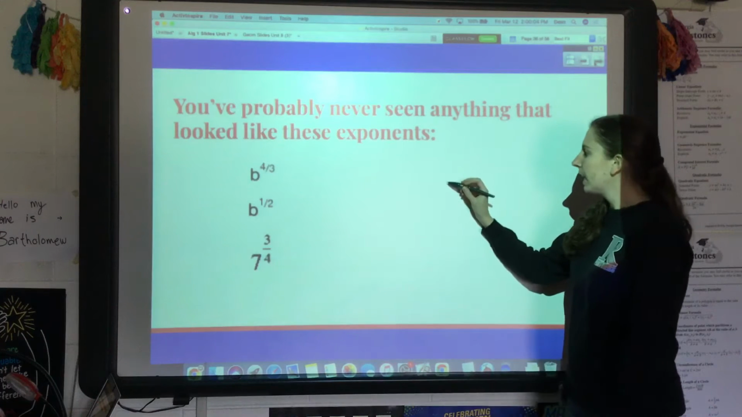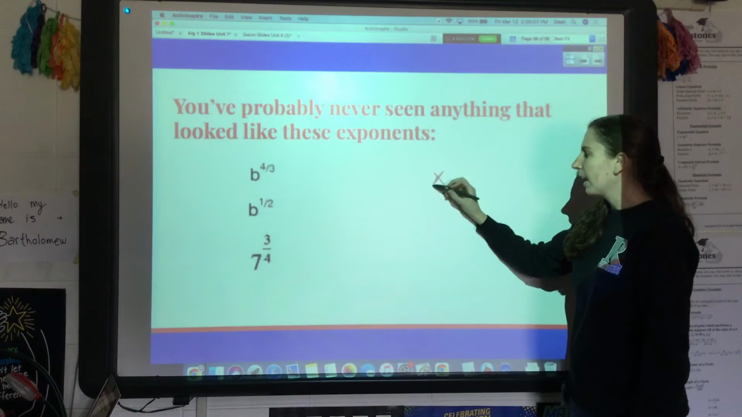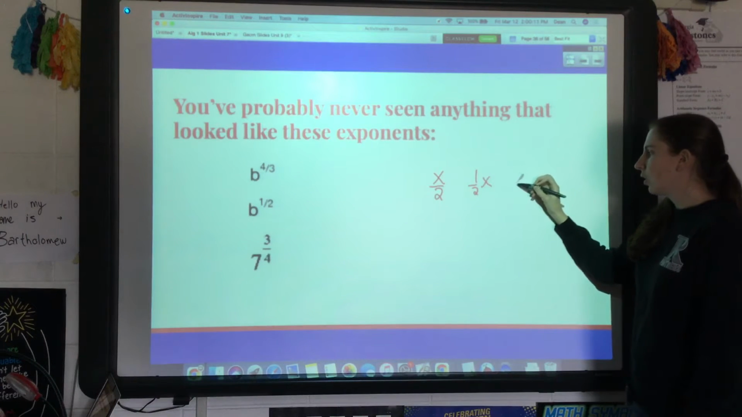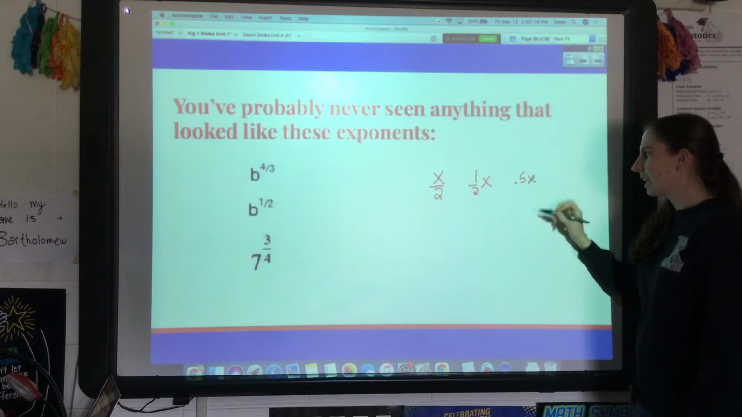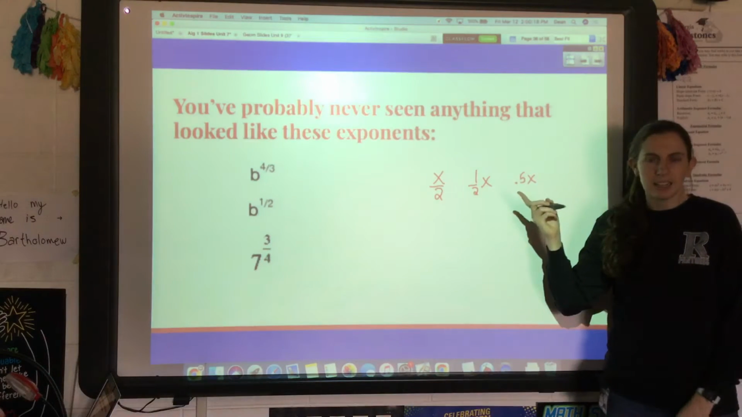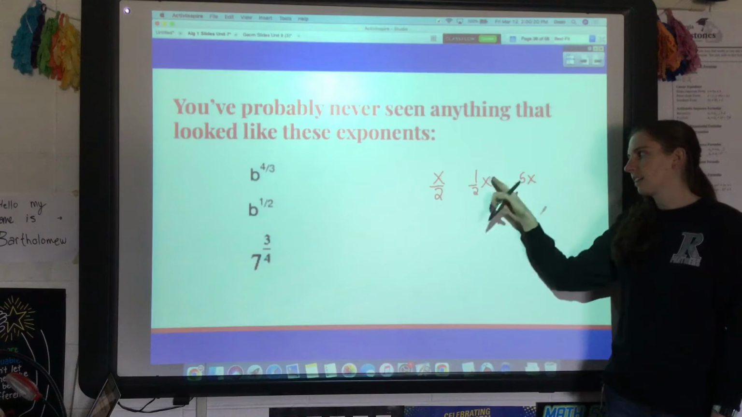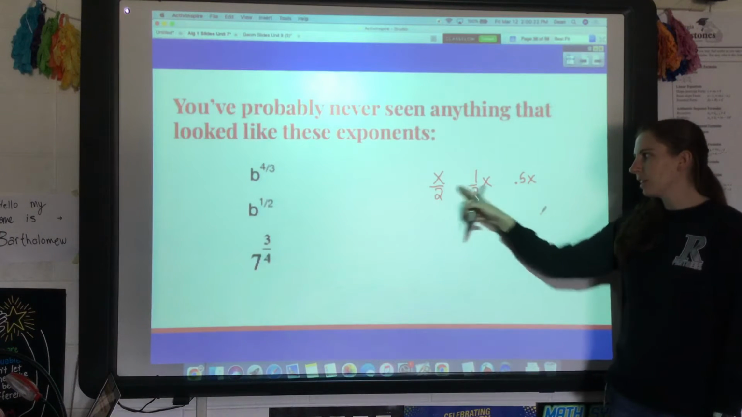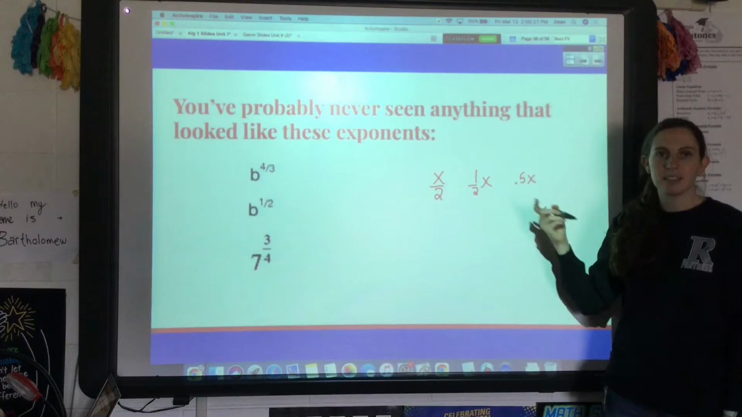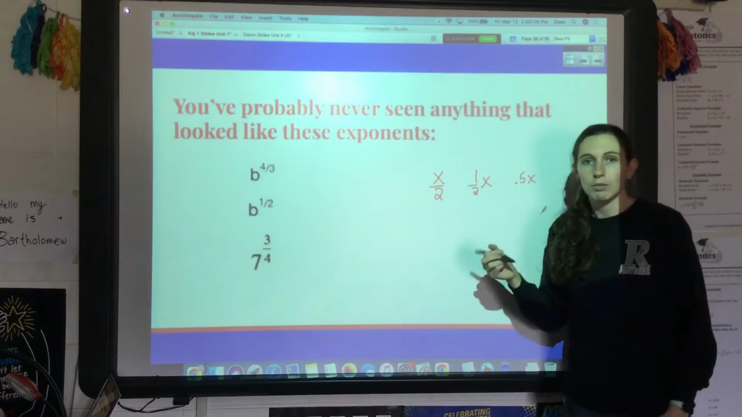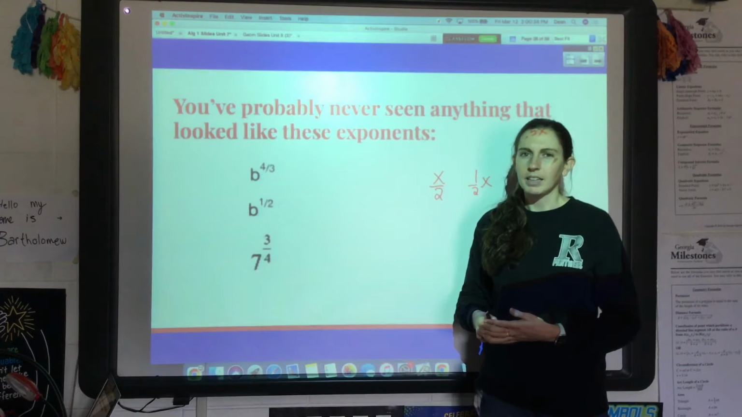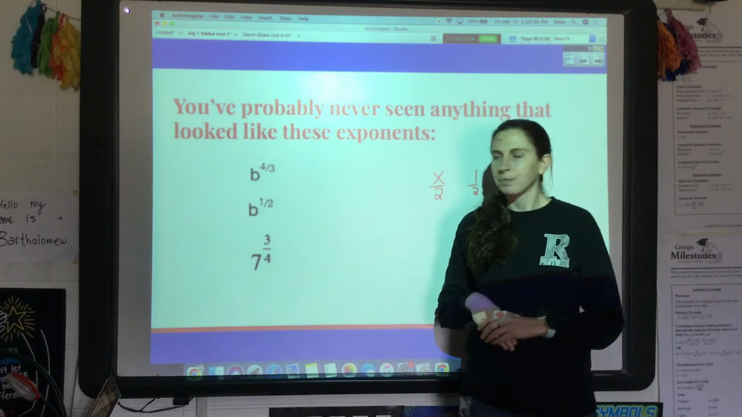For example, if I had x divided by 2, or 1/2 x, or 0.5 times x, you guys know that all three of these things mean the exact same thing. They're all just taking x and taking a half of it, but it's written in different ways, as a decimal or as a fraction, but it means the same thing. So radicals and exponents are basically the same way. They're the same thing, just written in different ways.